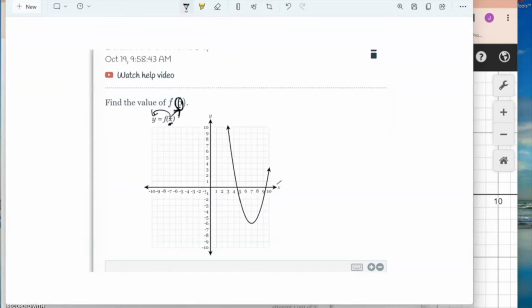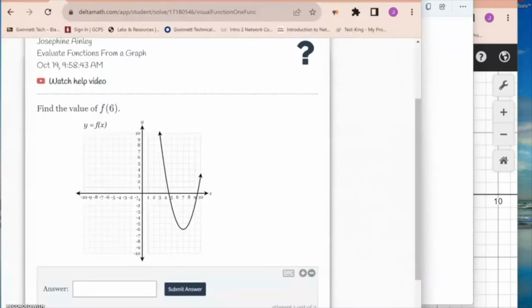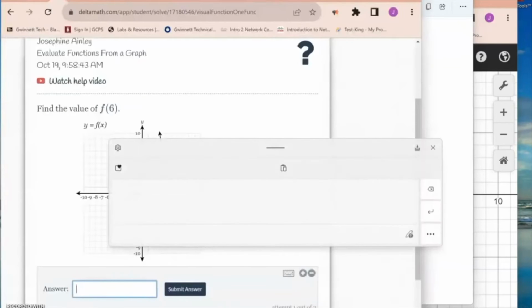So I go to when x is equal to 6, right? Right here, x is 6, go to the graph, either up or down. I go to the graph right there. I go find out what y is. So y is -5. That's all it is. So y is -5.